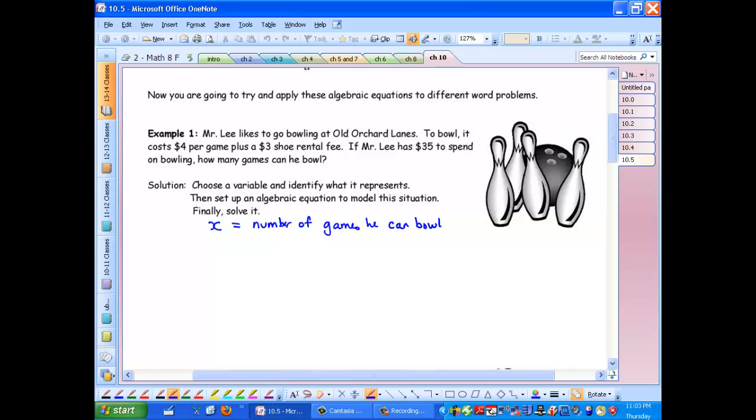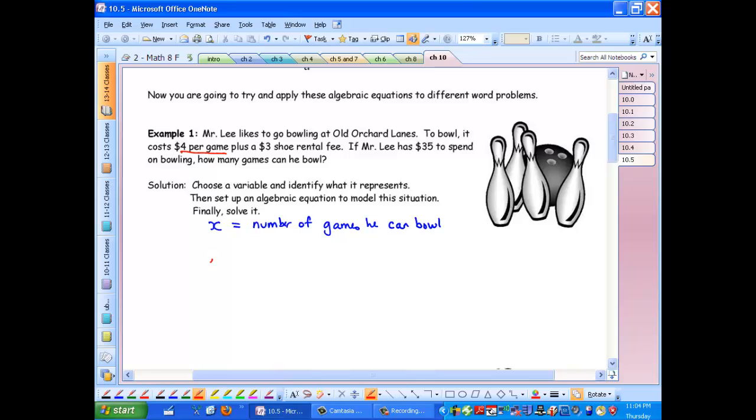And then it says set up an algebraic equation to model this situation, and then finally solve it using algebra that you've learned earlier in this chapter. So how do I model this scenario? Once again, it says to bowl it costs $4 per game. So if I played one game, it'd be 4 times 1, or $4. If I played two games, it'd be 4 times 2, or $8. Now, you don't know how many games we play. That's what we're trying to solve. But how would we write an expression to figure out how much it costs?